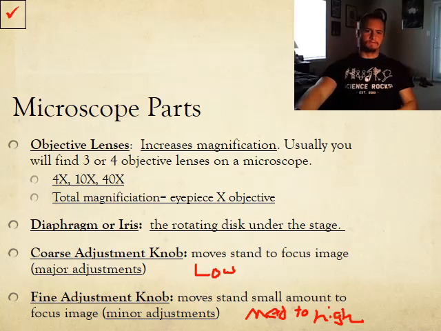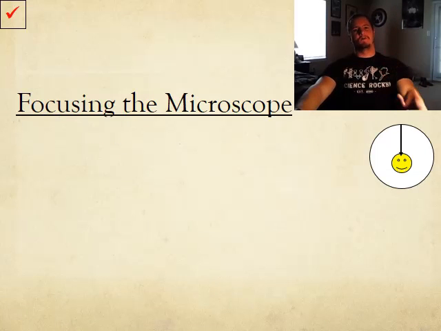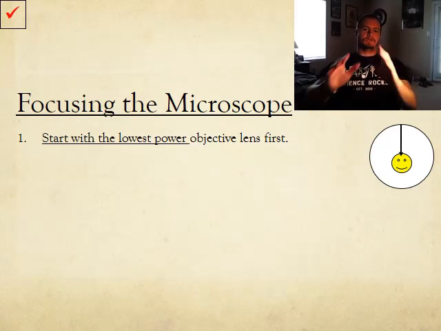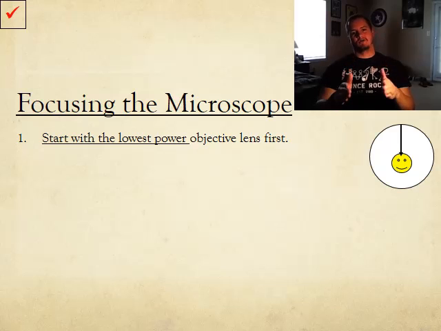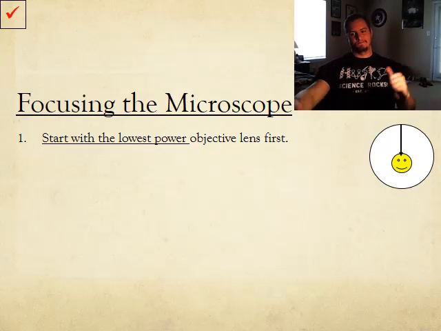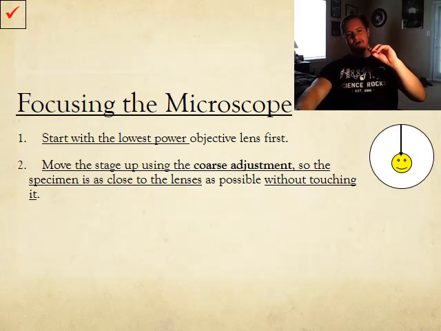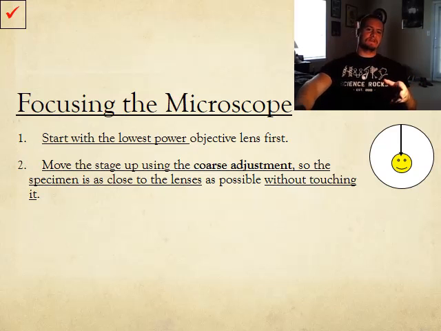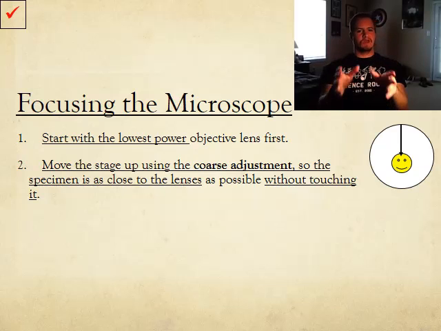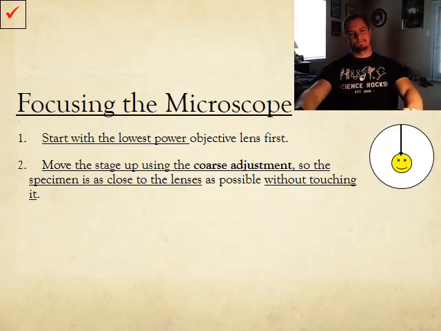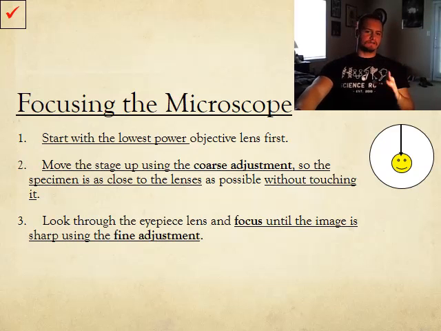Anyway, let's keep going. So how to focus the microscope? You're going to start off with the lowest power objective lens first. So this is normally your 4x. From there, you're going to move the stage the entire way up using the coarse adjustment knob. So the specimen is as close to the lens as possible without actually touching it. Then you'll look through the eyepiece and focus the image using the fine adjustment, or coarse adjustment if you're on low power.